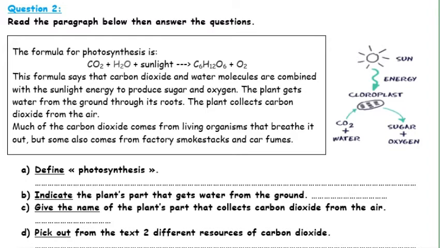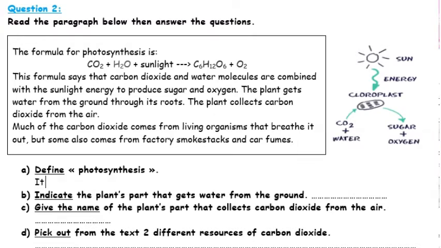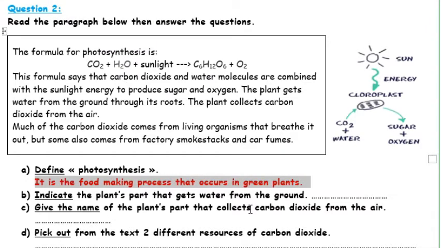Define photosynthesis. What is photosynthesis? It is the food making process that happens in green plants. So again, photosynthesis is the food making process that happens in green plants.